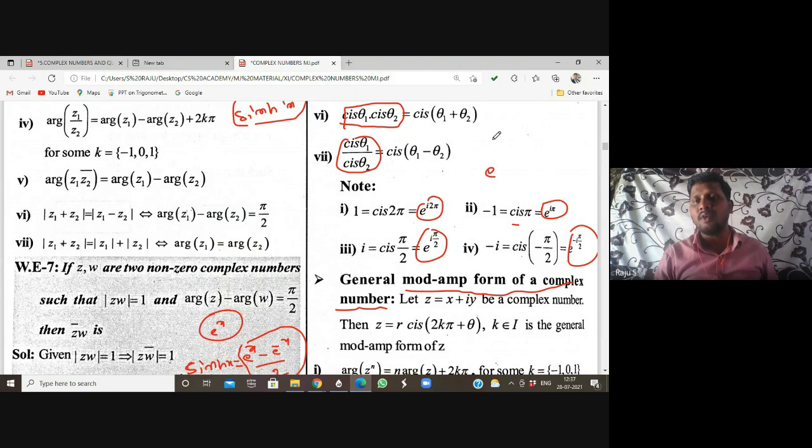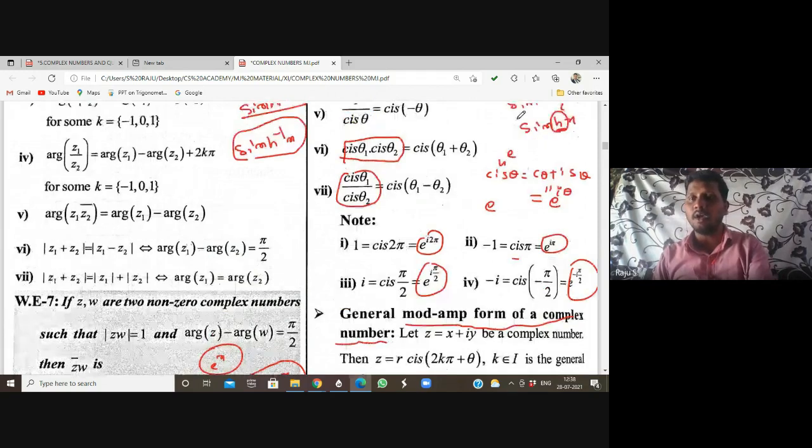See, what is cis theta? Cos theta plus iota times sin theta. This can also be written as e power iota times theta. So cis theta is equal to cos theta plus iota sin theta, that is equal to e power iota theta. Nothing but cis theta is equal to e power iota theta. These are all we'll discuss.